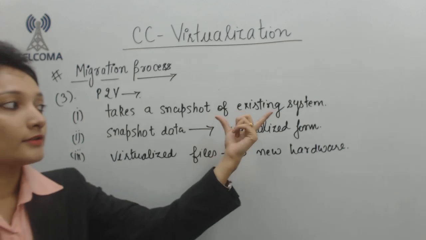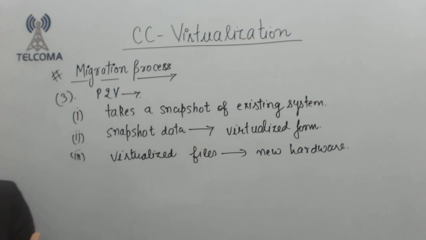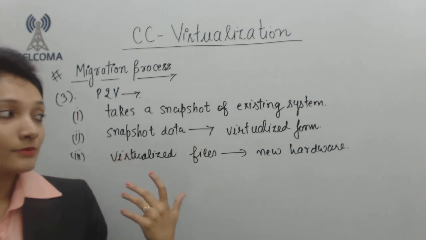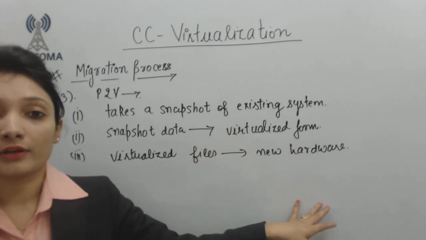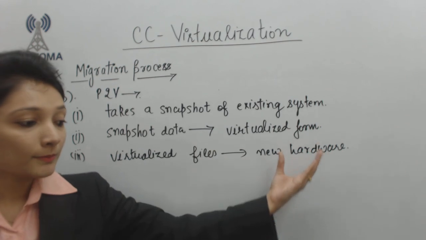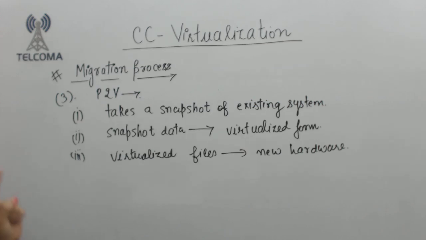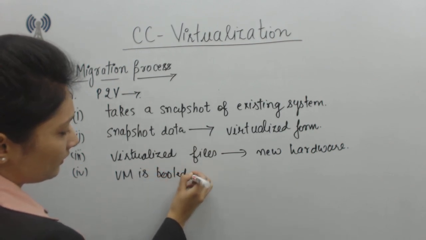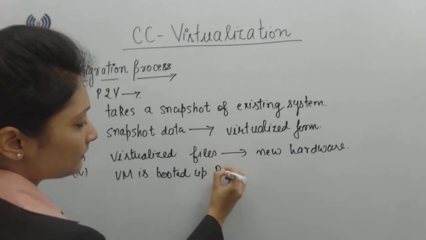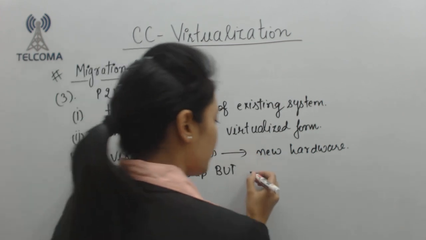So we are taking snapshots of the existing system. With the help of this snapshot data, we encapsulate them as virtualized files. Those virtualized files are transferred over to your new hardware. Then we boot up the virtual machine, but it is disconnected from the network.